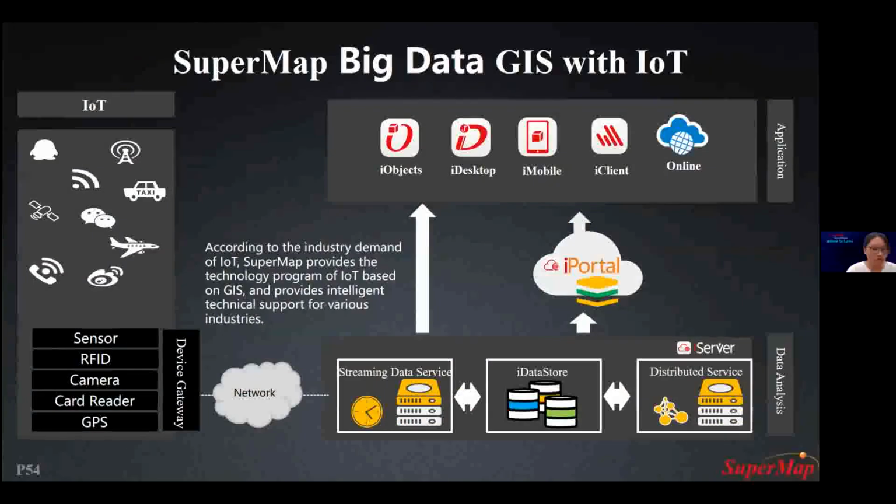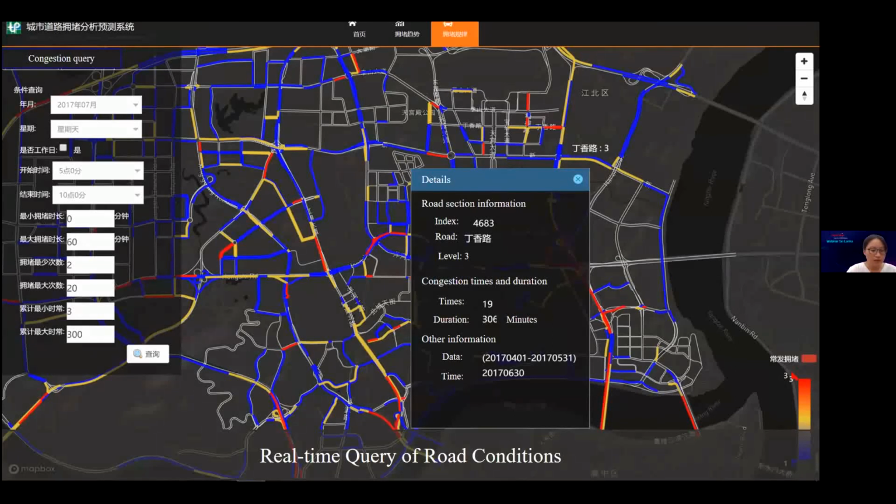It is planned to be built integrated with IoT technology. Big data GIS can realize real-time monitoring through streaming data service and distributed service, as well as big data analysis. In this example, real-time query of road conditions is realized based on distributed big data analysis by accessing real-time traffic flow data.